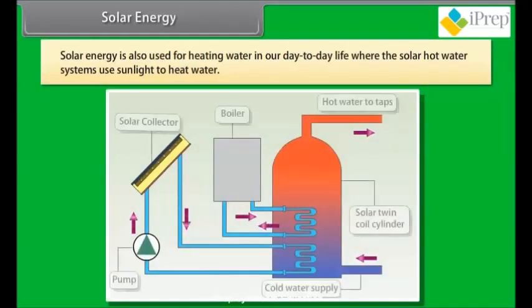Solar energy is also used for heating water in our day-to-day life, where solar hot water systems use sunlight to heat water. In low geographical latitudes, the domestic hot water usage is provided for with temperatures up to 60 degrees Celsius by solar heating systems. The most common types of solar water heaters are evacuated tube collectors and glazed flat plate collectors, generally used for domestic hot water, and unglazed plastic collectors used mainly to heat swimming pools.